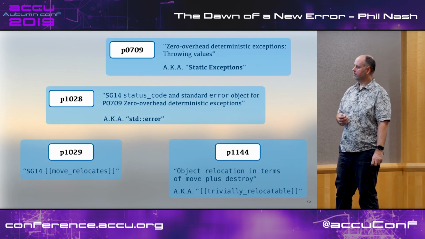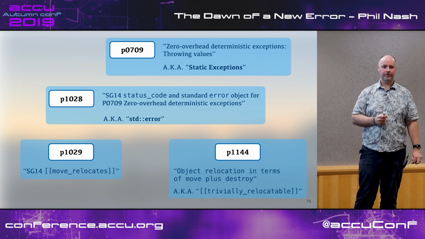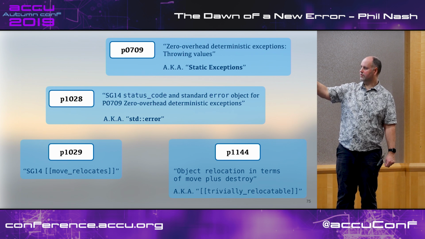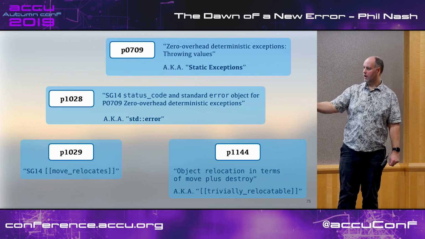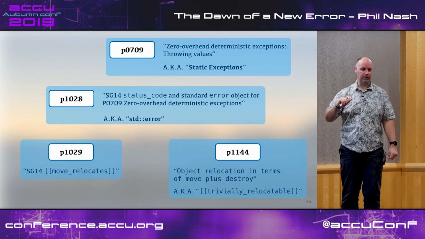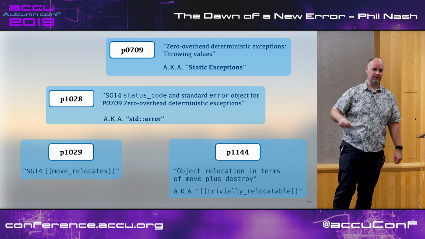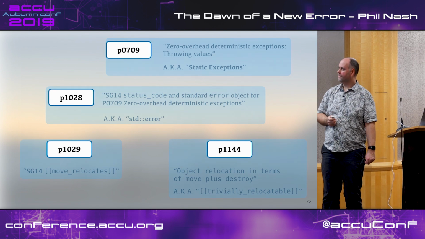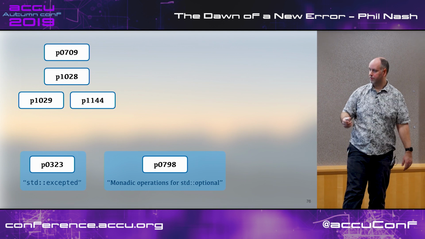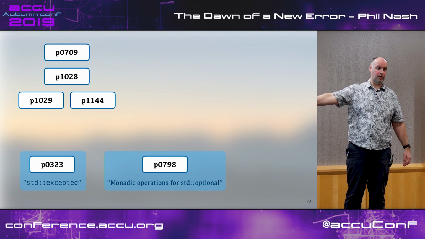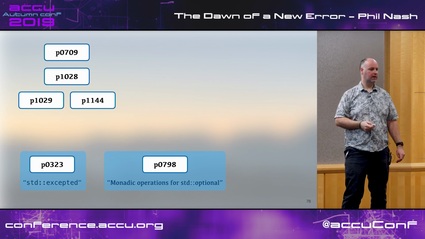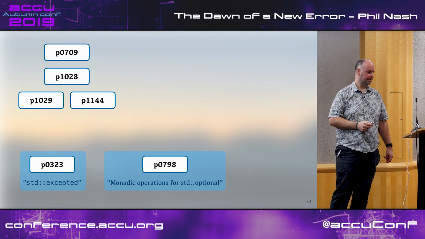But there's also a number of other proposals we talked about. So the big one, P0709, P1028 is the StatusCode one. We also looked at move relocates and object relocation in terms of move plus destroy. There's a family of proposals there. But we also looked at std::expected, which is still at the proposal stage, plus the monadic operations currently for std::optional. There will be an additional one for std::expected when that comes along. That's also a part of this story.